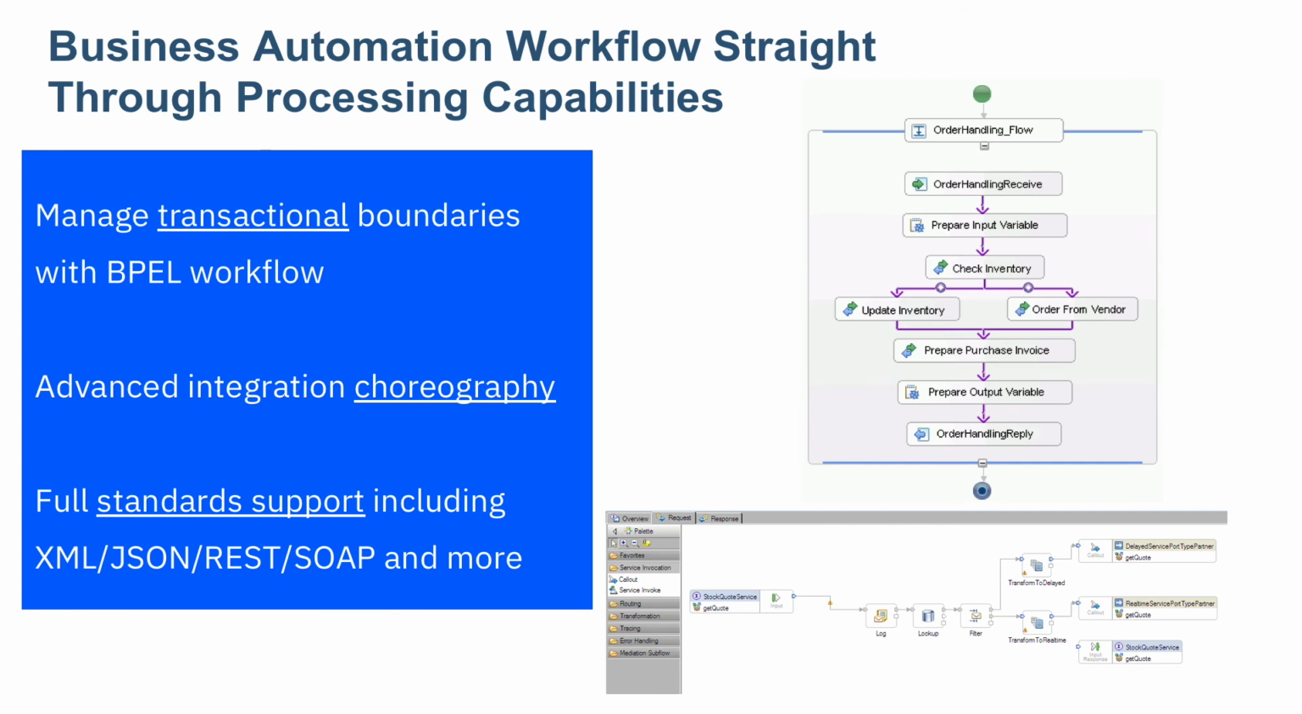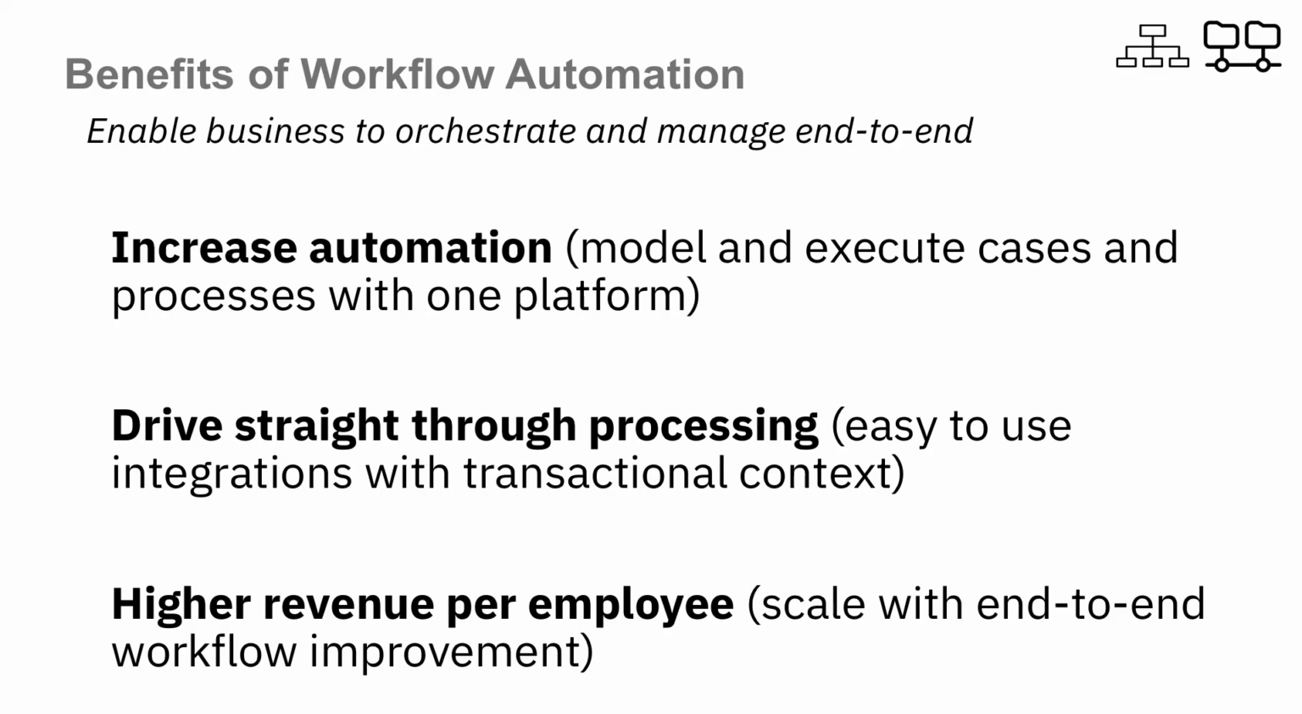As you've seen, Business Automation Workflow provides many straight-through processing capabilities, including managing the transactional boundaries using BPEL workflows, advanced integration choreographies of multiple different adapters, imports, and exports, and full standard support across XML, JSON, REST, and more. The benefits of IBM Business Automation Workflow are clear through increased automation on a single workflow platform, driving straight-through processing with easy-to-use integrations all in context, and scaling end-to-end improvement through tools like analytics that will allow your organization to achieve higher revenue per employee.